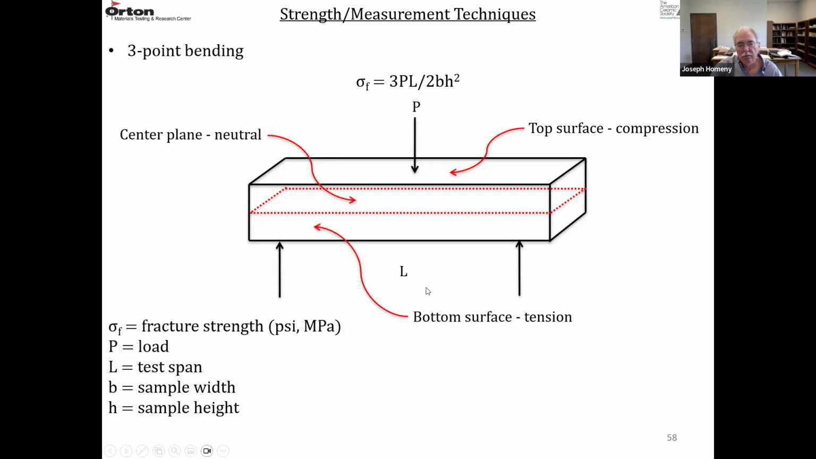So this is a failure in tension, but the bar is only really in maximum tension at the bottom surface here. Top surface is actually in compression, and then the middle plane here is neutral. It's neither tension or compression. So 3-point bending is a tensile failure, but it's not a pure tension. It's got a maximum tension at the bottom surface here.